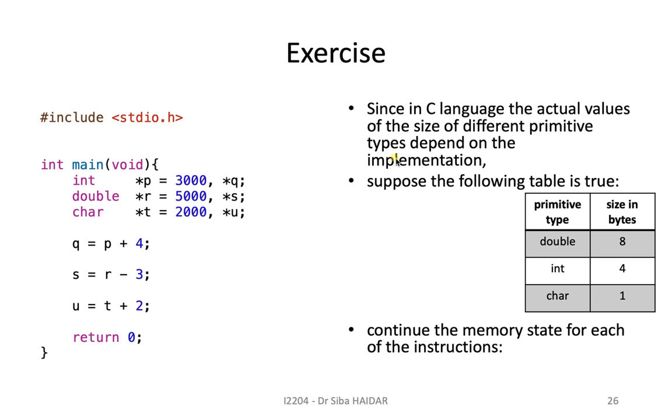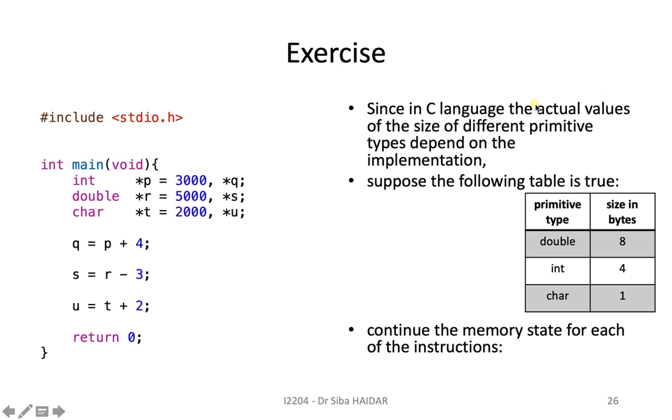So let's take an exercise in order to understand what I am saying. This is the program. Int main, I have a pointer of base type int, *p equals 3000, *q, another pointer of base type int, two pointers of base type double, two pointers of base type char, one of each is initialized and the other is left uninitialized in order to do operations on pointers on them.